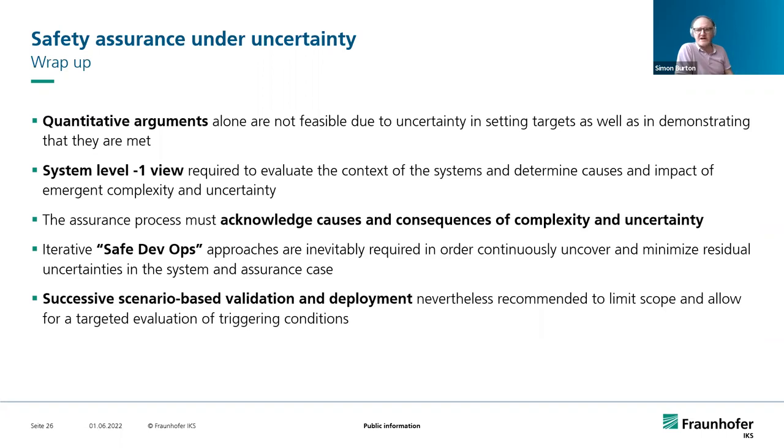I believe that quantitative arguments alone in terms of trying to reduce statistical uncertainty, although they're a prerequisite, certainly won't be sufficient to come up with a sufficient level of safety assurance in these systems. We need to take a more holistic view of the systems. We need to take a step back. We need to look at the systems from a so-called system level minus one view, and look at the context in which the system has been deployed, and try to understand what are the underlying causes of complexity and uncertainty in the system, not only at a technical level, but also at a management, operational, and regulatory level as well.